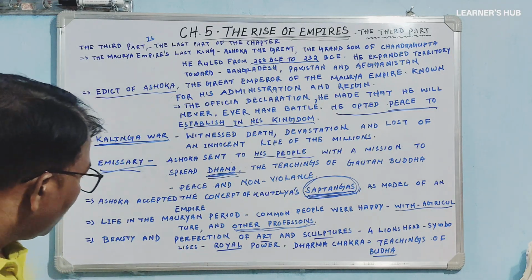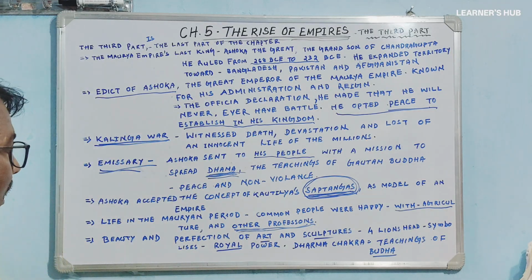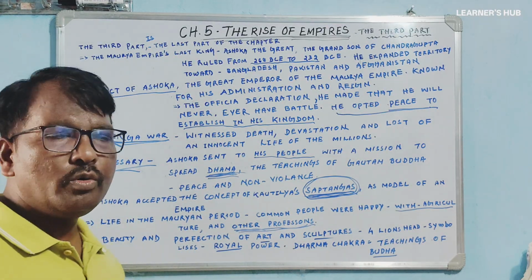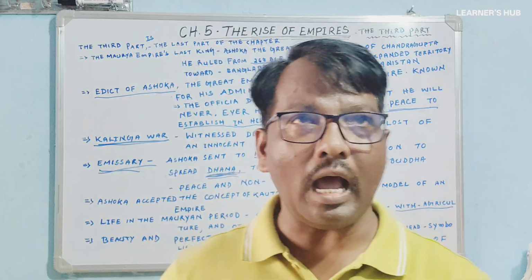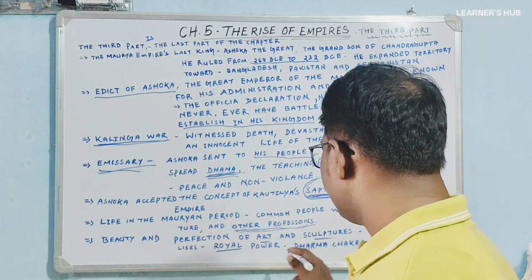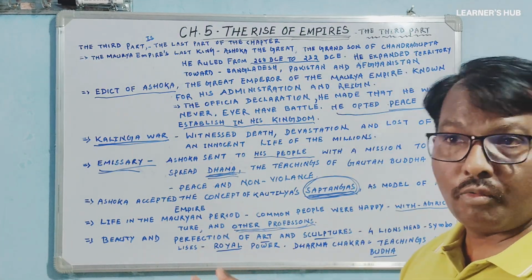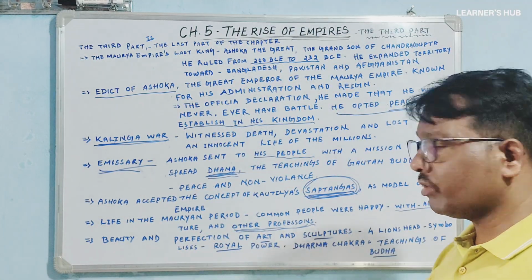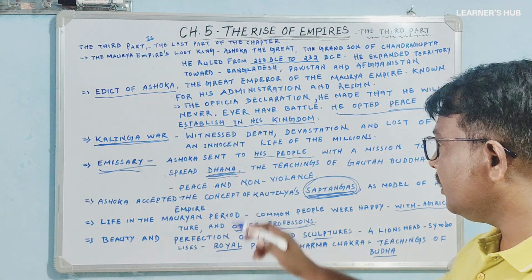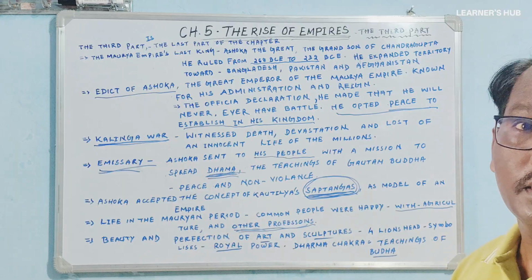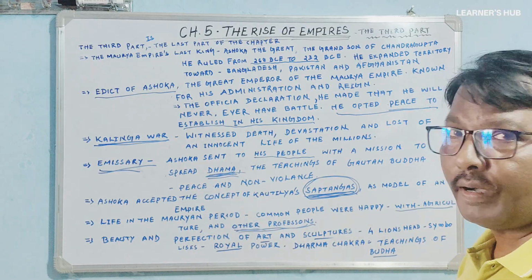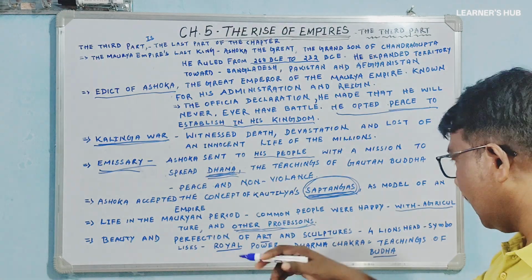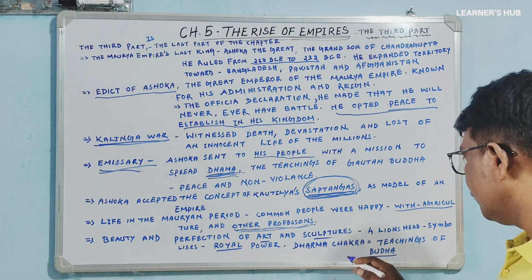And the beauty and perfection of art and sculptures, my God, perfection, so beautiful designs, so beautiful art and craft work, so beautiful sculptures were made during the period of Ashoka the Great. That is why he is known as Ashoka the Great King, and the Mauryan Empire as the empire of the golden era. That's what I have been talking about and teaching you.